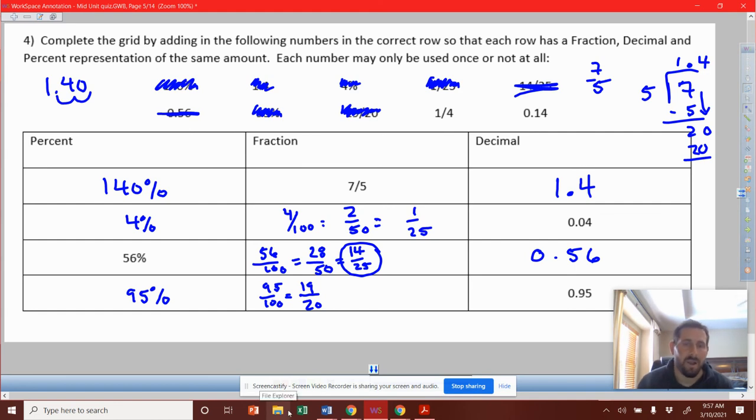Okay. If I was doing this problem, I don't think I would have read any of the numbers up at the top there. I would have just solved each of these out and then just made sure my answer exists up there.